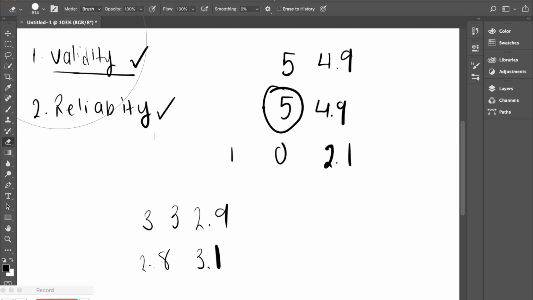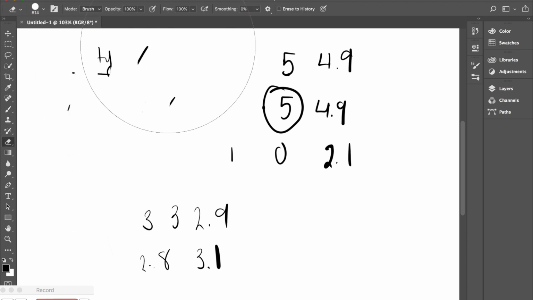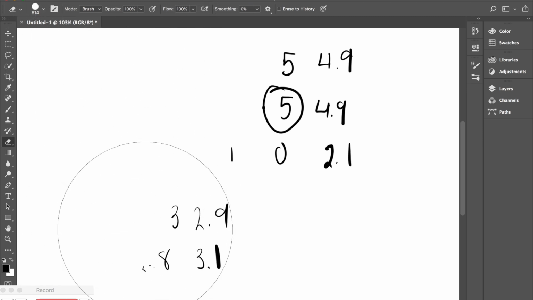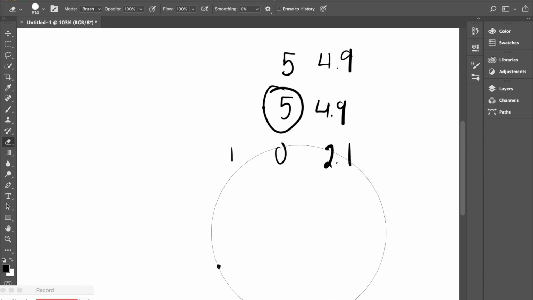So now we can get into how we can actually measure validity, how we can actually measure reliability, and so on and so forth. So let me just erase these things.